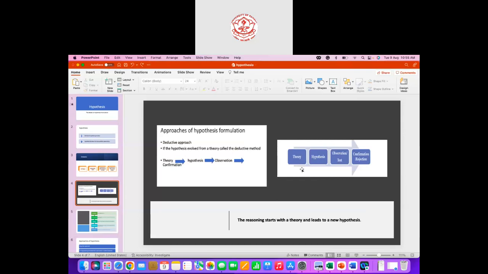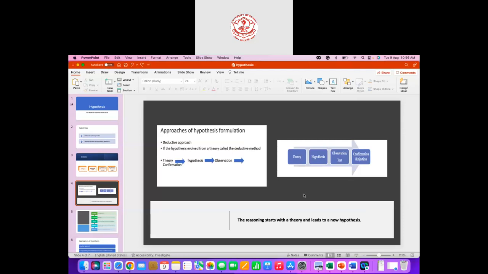Okay, so firstly you start with the theory. Based on the theory, or existing knowledge, you can set a hypothesis, collect the data and analyze it. After testing, you can confirm the theory, or sometimes you may reject the theory with a clear explanation. Why did you reject the theory? That's again important, significant.